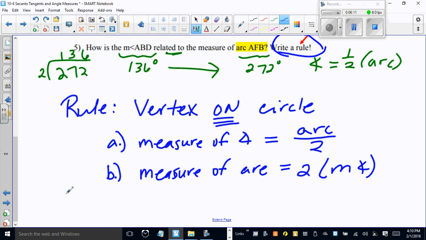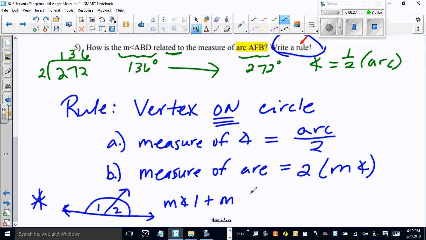We also know that if I'm given 2 angles that form a straight line, they must add up to that 180 degrees. So the measure of angle 1 plus the measure of angle 2 is equal to 180 degrees.